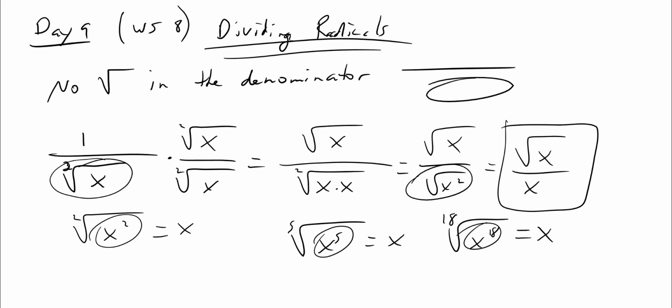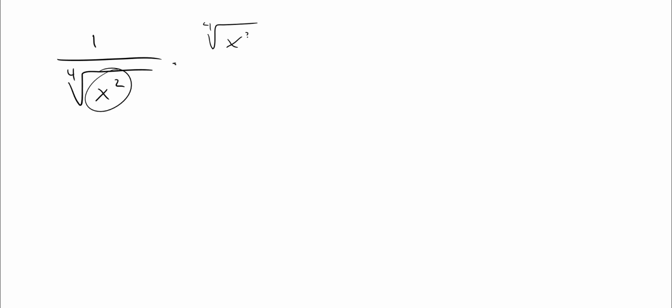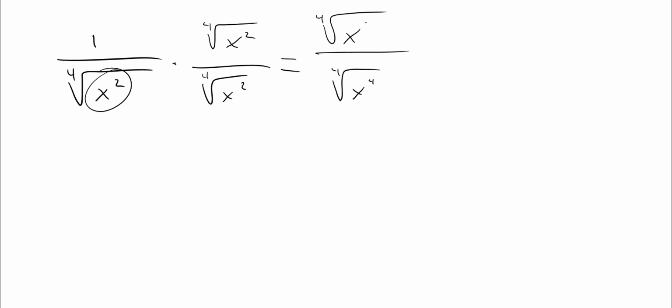That's the deal. So let's do a little, not really a crazy one, but if I did 1 over the fourth root of x squared. So what do I need here? I need an x to the fourth. So I'm going to multiply this by the fourth root of x squared over the fourth root of x squared. That's going to give me the fourth root of x to the fourth on the bottom, and the top is going to give me the fourth root of x squared. Again, I don't care about the top. And on the bottom, it's the fourth root of x to the fourth, which is x, and I'm done with the problem.